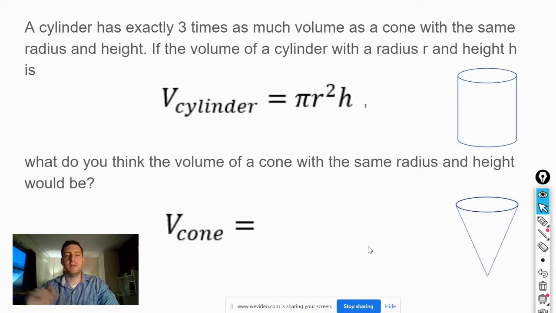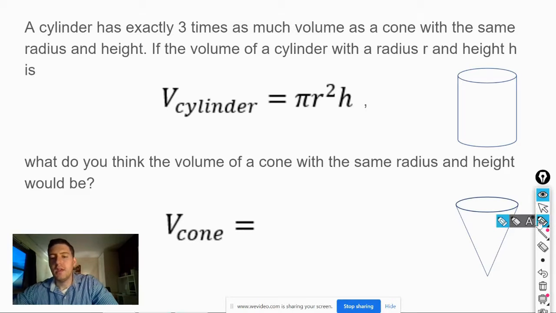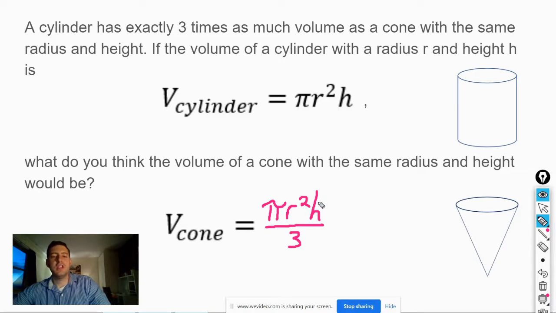Pause the video, think about it. The answer is that it would be pi r squared times h divided by 3. So if I know what the volume of the cylinder is, I would have to divide that by 3 in order to figure out the volume of the cone, because the volume of the cone is only 1/3 as much as the volume of the cylinder. Okay?